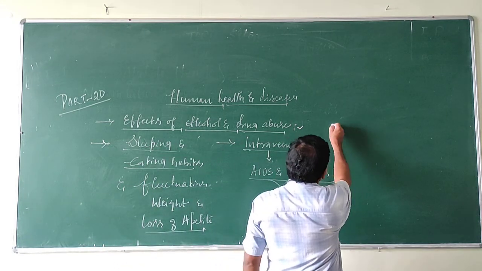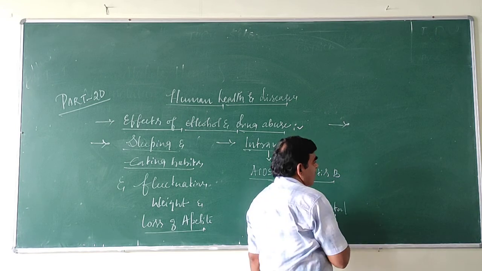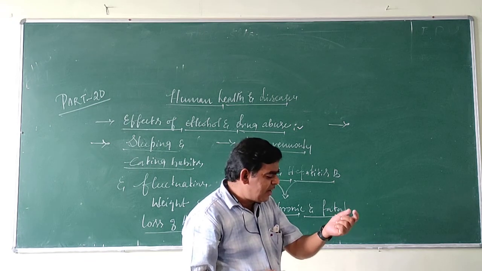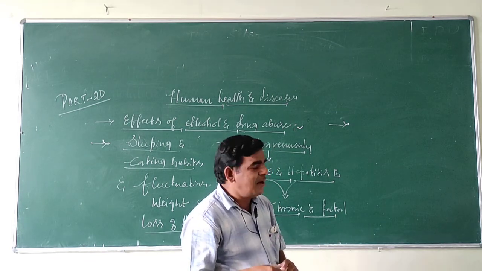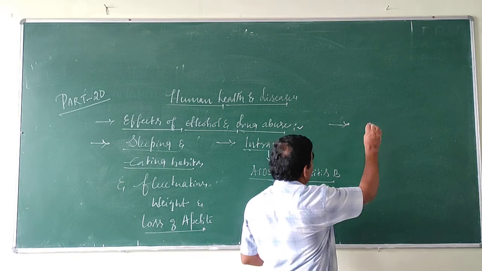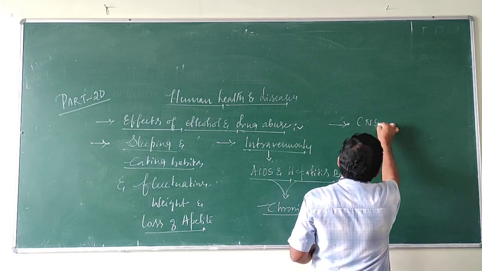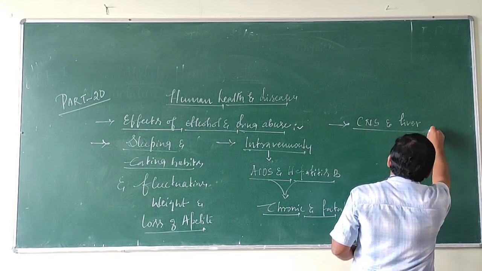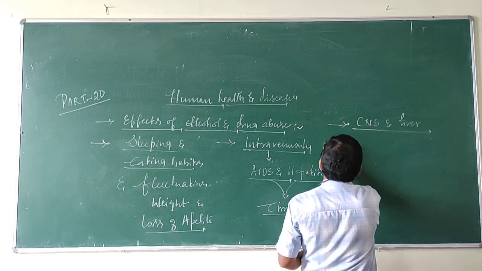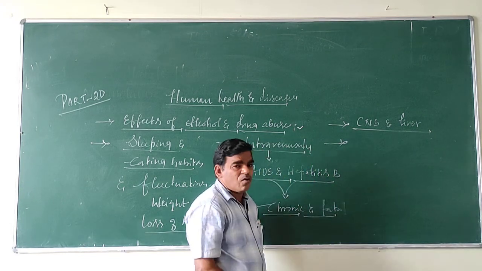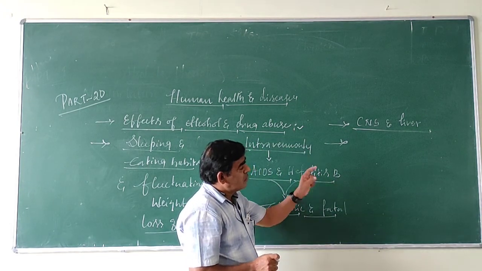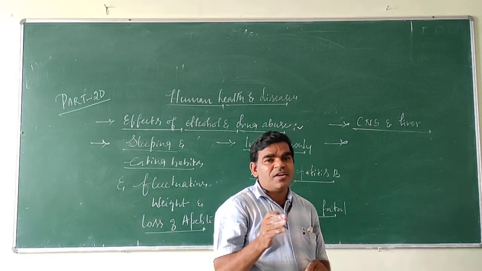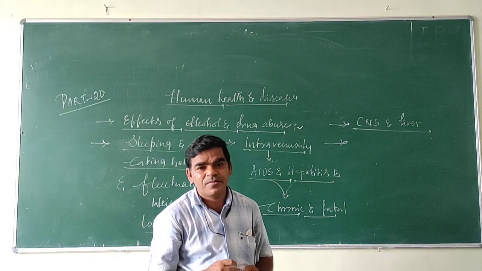Then, next point, the drug and alcohol directly affect the central nervous system and liver. Alcohol and drugs directly affect the central nervous system and liver.